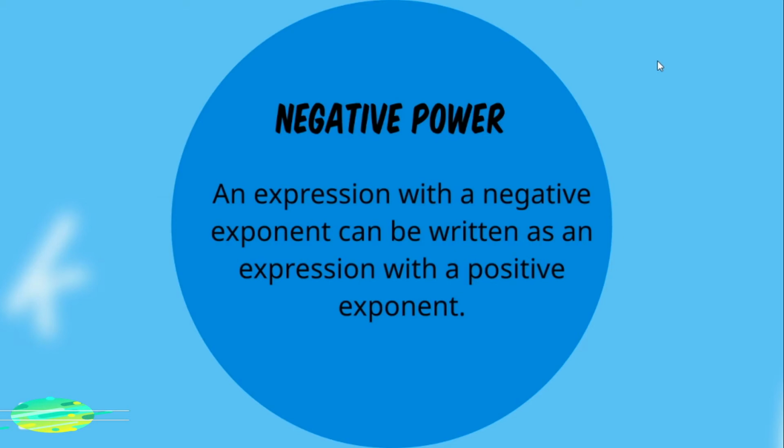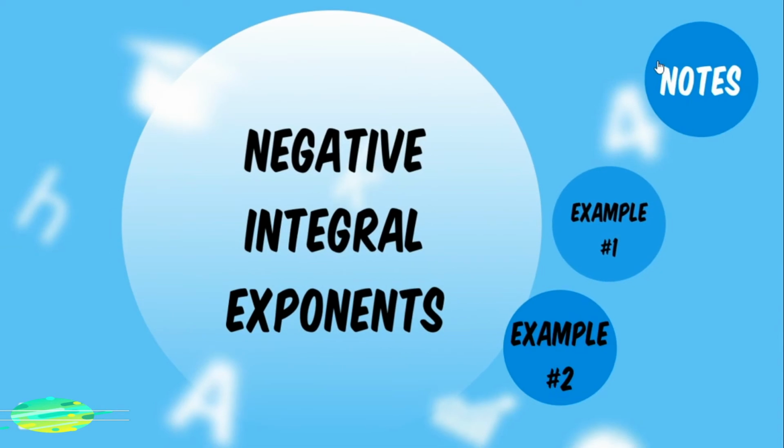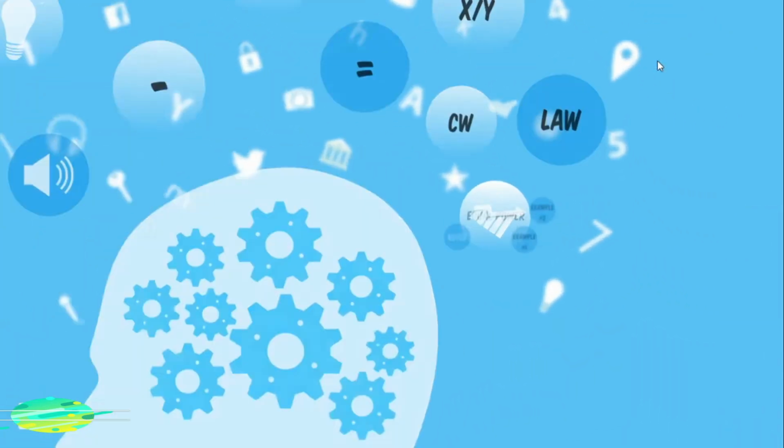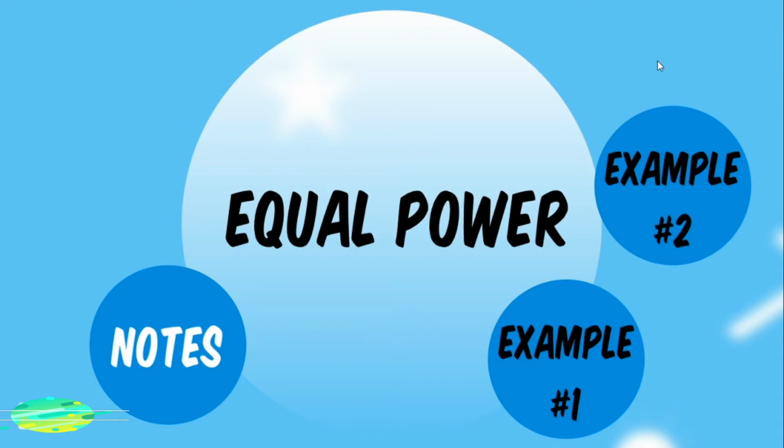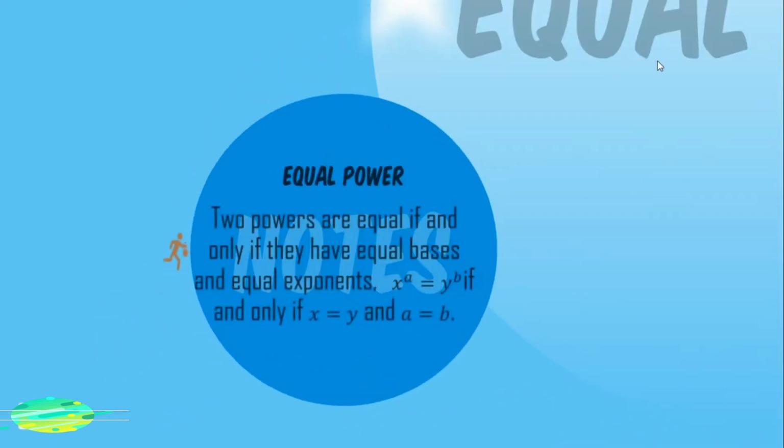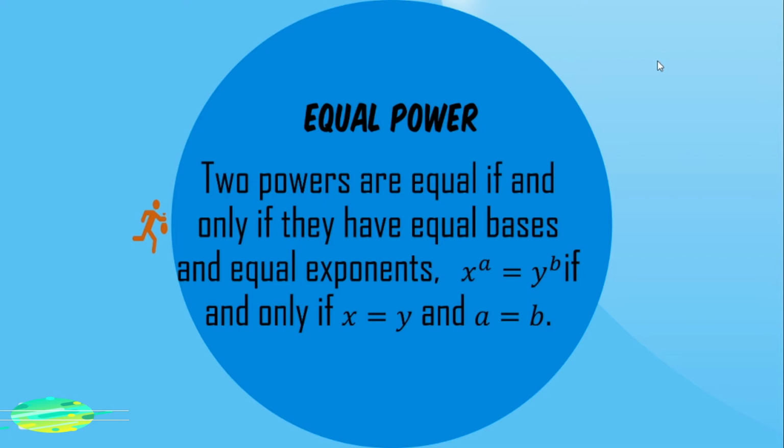From those examples, we can say that an expression with a negative exponent can be written as expression with a positive exponent. And then now we have the equal power. Equal power are the two powers that are equal if and only if they have equal bases and equal exponent. A raised to x raised to a is equal to y raised to b if and only if x is equal to y and a is equal to b.